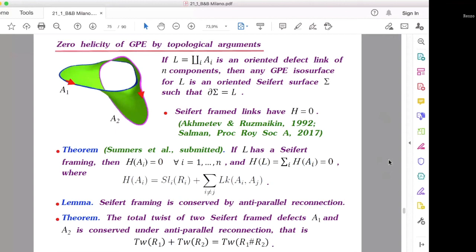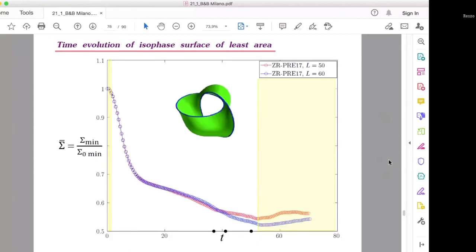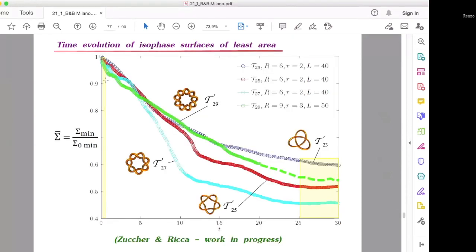That is, the twist of the first and the twist of the second sum up to the twist of the reconnected sum. Okay, I'm concluding by showing you some last piece of work that Simone and I did. This was done with the old code, and this is showing you the time evolution of the isophase surface of least area, done with different computational grids, and you see the minimal isophase area keeps decreasing as the evolution goes on through reconnection. Same thing happens remarkably in the case of several knot types.